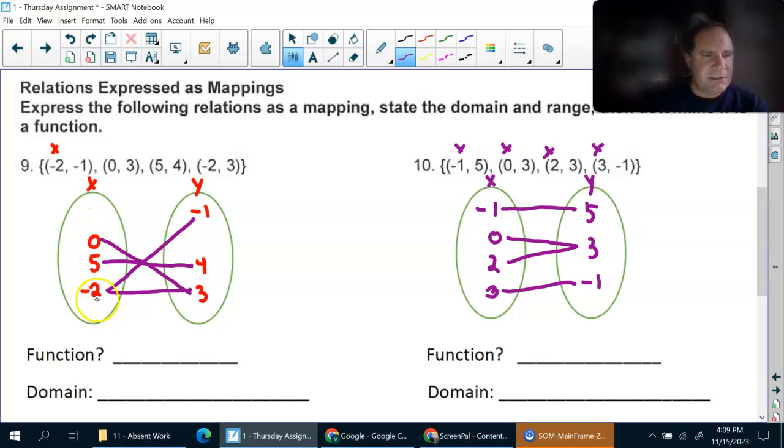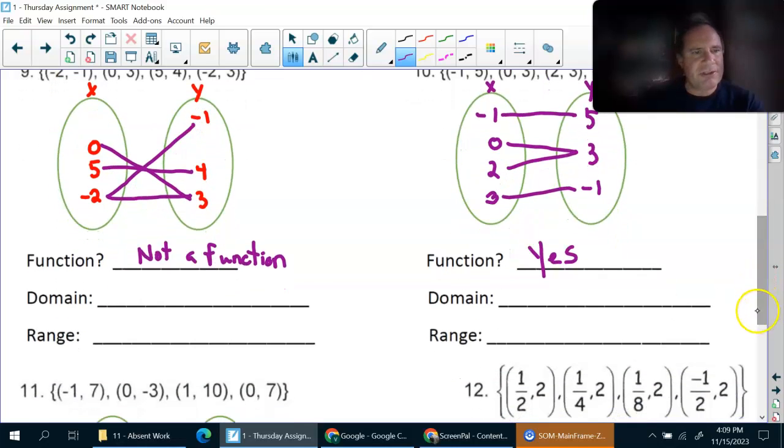So let's go back to this. Do you see how the x, this -2, actually picks 2 different numbers? This x goes to 2 different y's. It is not a function. This is a function. Every x has its own y.